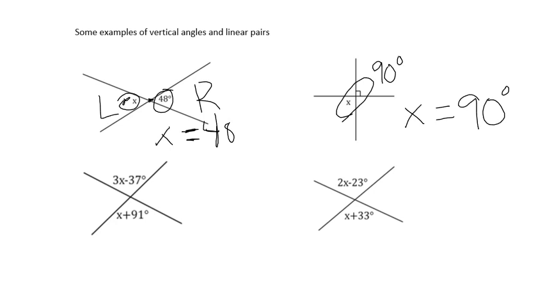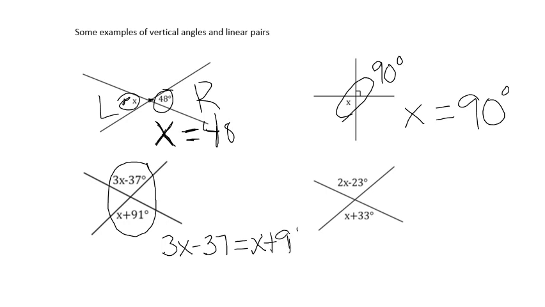Let's try a vertical angle problem with algebra in it. Here you have vertical angles. Remember, vertical angles are equal. So we can write an equation that sets these two angles equal to each other. And you can plug that right into your Desmos. I'm going to go ahead and solve it. And you can solve for x, and that x is the x value that is going to make these two angles exactly the same to each other.